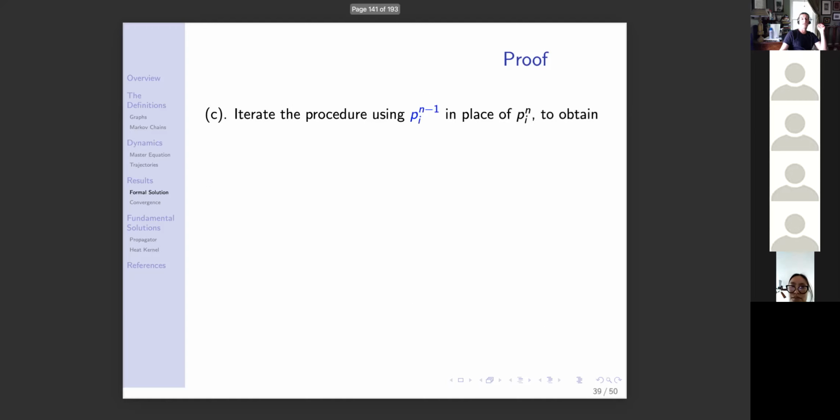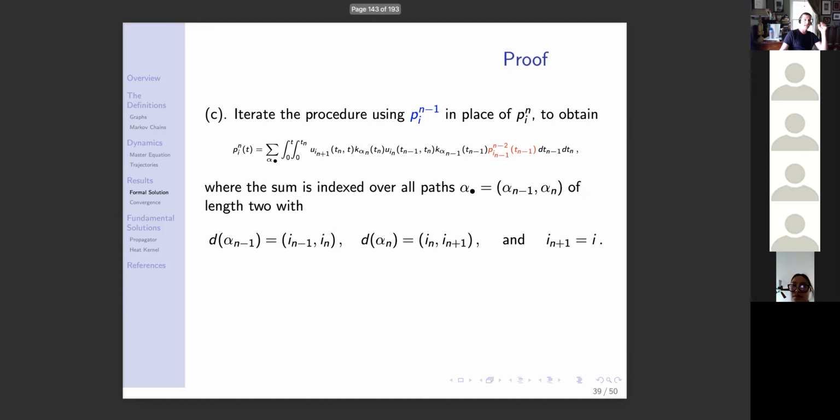If I do that, the single integral becomes replaced by a double integral. And this is what you get. And you start seeing something which appears like the density function f. It's the first two terms that you would get in your density function f that I wrote down before. Now we have this red term to deal with. We can iterate again. By the way, this last sum is indexed over all paths of length two, such that the path goes from i sub n minus one to i sub n plus one. Those are the vertices of the path. And the last vertex of that path is I.